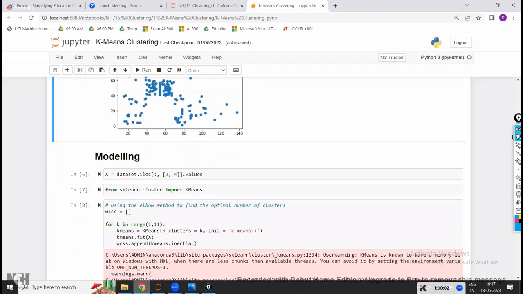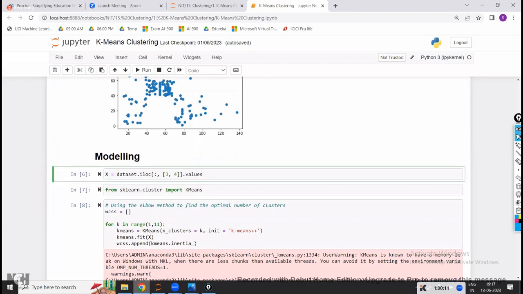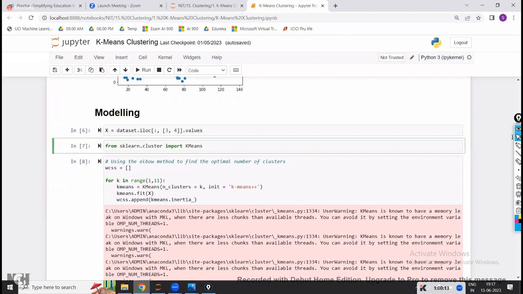Now here, what I'm going to consider is X is equal to dataset.iloc[:, 3:5]. Columns 3 and 4 mean annual income versus spending score. Only these 2 columns I'm considering, and I'm going to apply k-means. So using sklearn.cluster, import KMeans, and I'm going to take k in range 1 to 11.